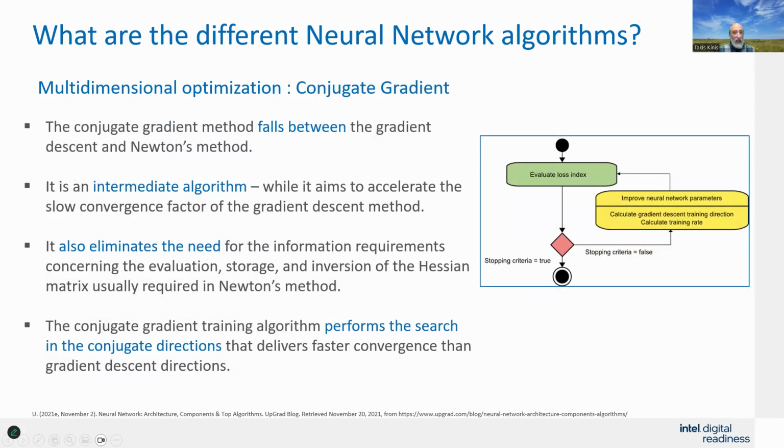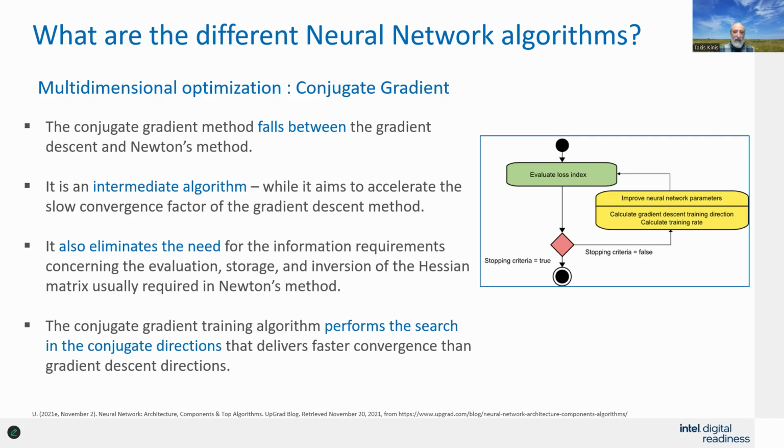The other one is the conjugate gradient. And you notice this falls somewhere, it says, in between those two previous ones that we looked at. They call it an intermediate algorithm. And notice what it says. It aims to accelerate the slow convergence factor of the gradient descent method. So in other words, the gradient one is an easy one to apply, but it takes a while. So this one tries to balance the two approaches and give you kind of the best of both worlds, easy to apply, but also converge a little bit faster.